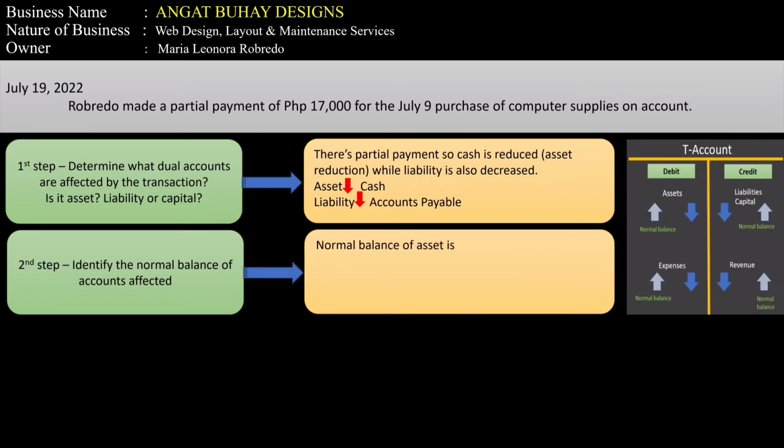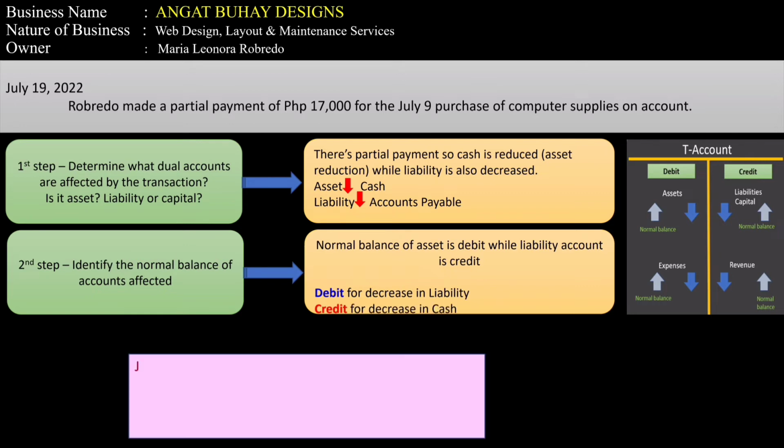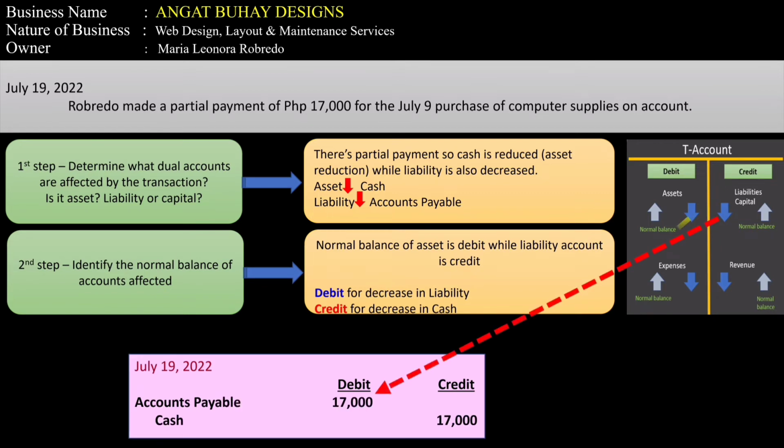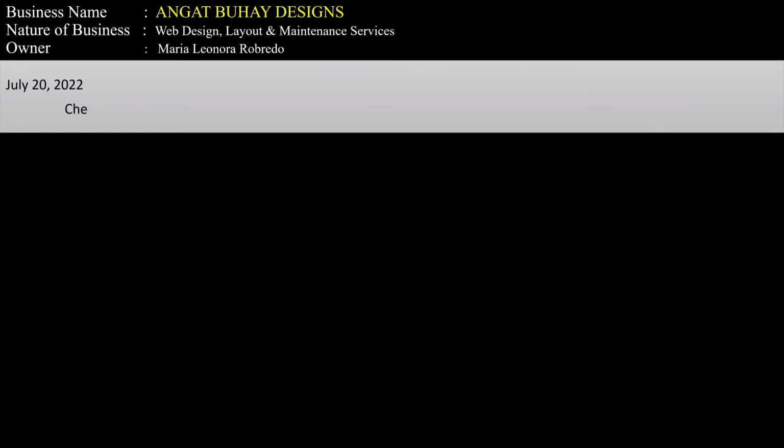What will happen to the accounts payable? The accounts payable will be reduced because of the payment. What is the normal balance of liability? The normal balance of liability is credit. But in this transaction, it will be debited because of the reduction as a result of the payment of cash. So here, we will debit accounts payable and a credit of 17,000 pesos to cash.